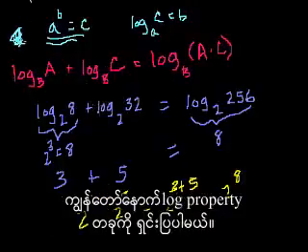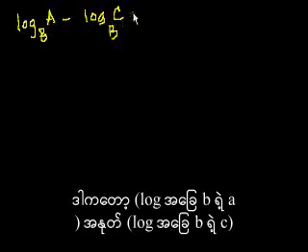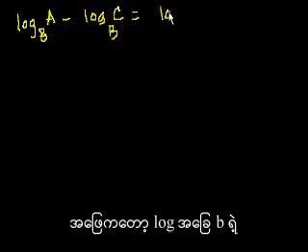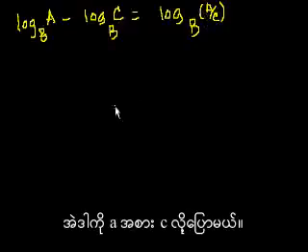So let me show you another log property that's pretty much the same one. I almost view them the same. So this is log base b of a minus log base b of c is equal to log base b of a divided by c.